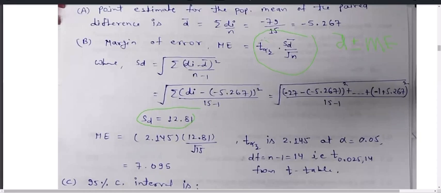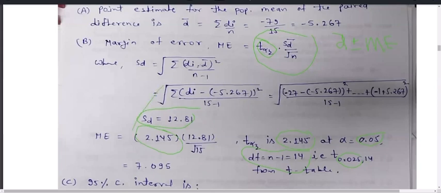Then I need to go to the T-table and check for T alpha over 2. Now your alpha is 0.05. If you divide 0.05 by 2, that would be 0.025. Then what is going to be the degree of freedom? I told you for the paired T test, the degree of freedom is going to be n minus 1. So 15 minus 1, 14. So I'm going to go to the T-table, check under the degree of freedom 14 and 0.025. That will give me this guy. That is what I put here.